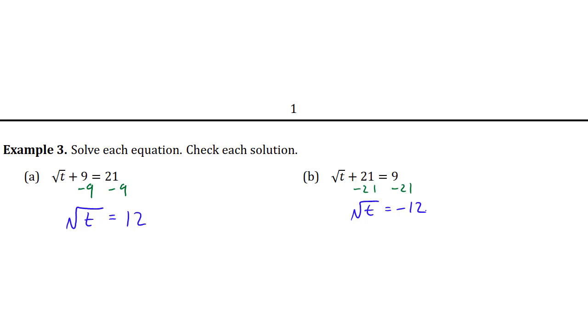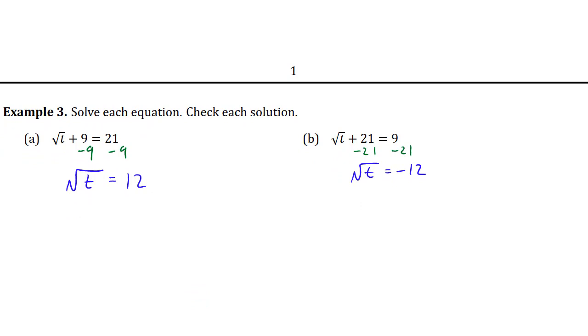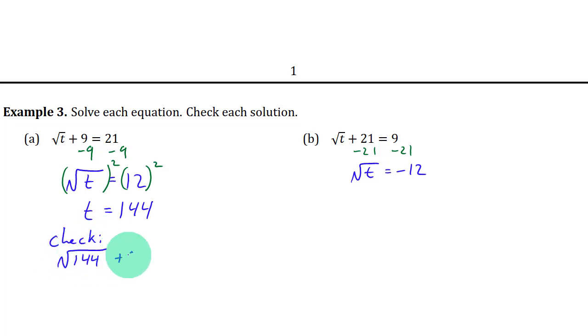Okay, so let's see. If you wanted to solve this, what we want to know is what is t, so that when you take the square root you get 12. You can square both sides, and you'll get t is 12 squared, which is 144. And let's check that. Yeah, this works. The square root of 144 is 12. That sounds good. So that's the solution.